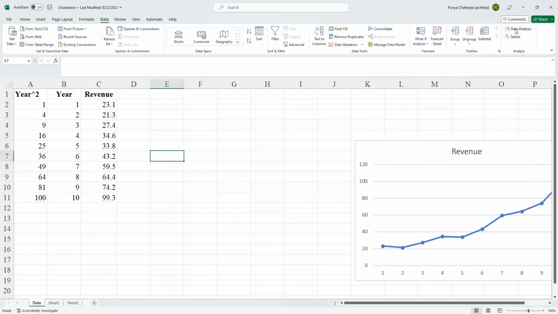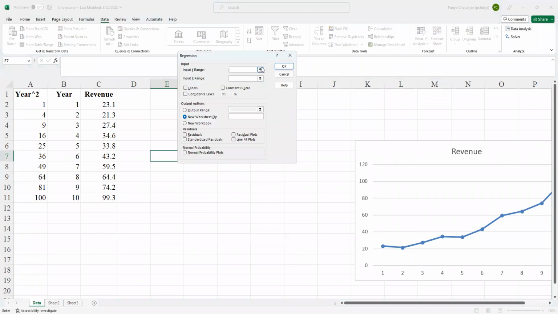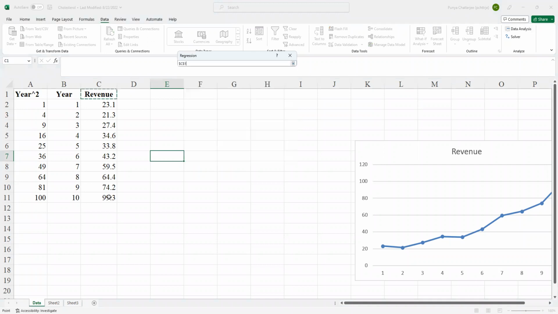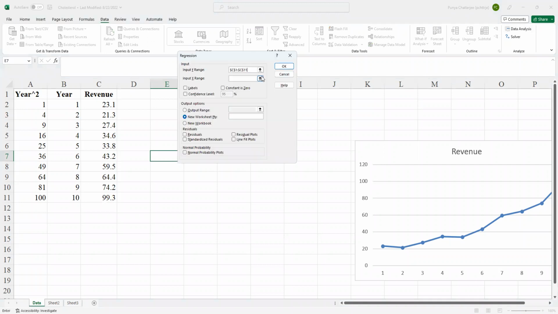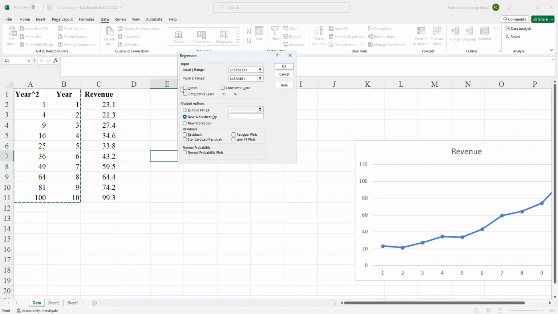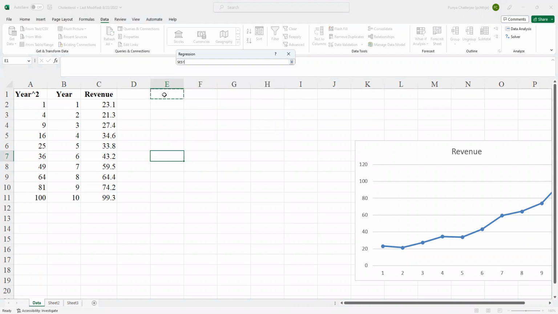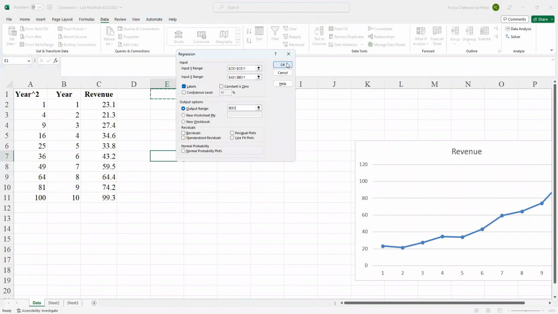Go to data, data analysis, regression. All right, so your Y is revenue, and your X is going to be both year square and year. And I did select my labels, and I'm going to put up my results right here. Okay.